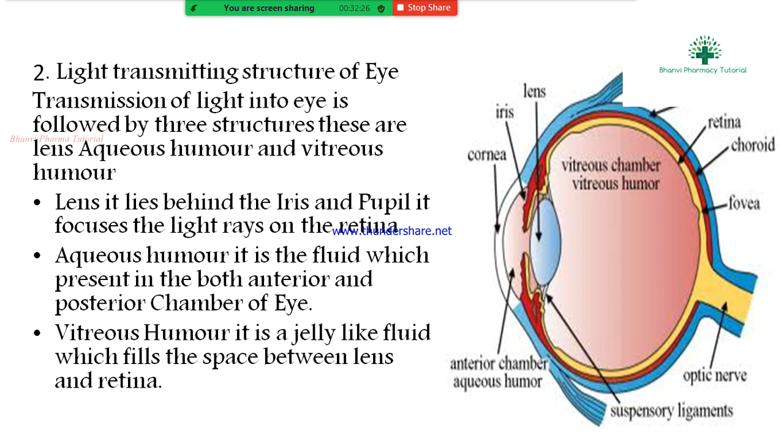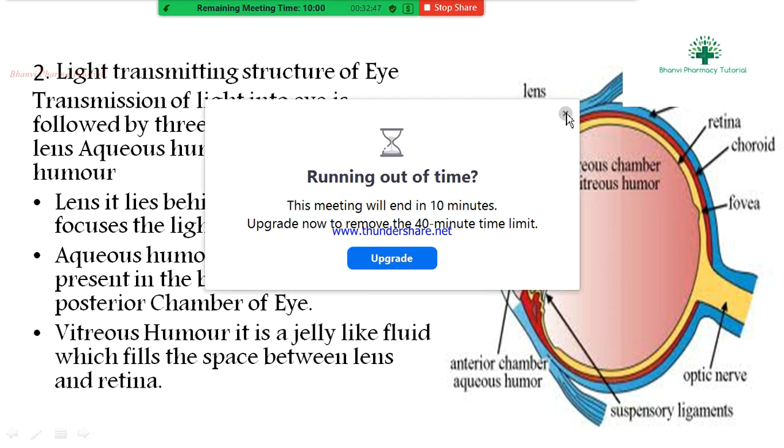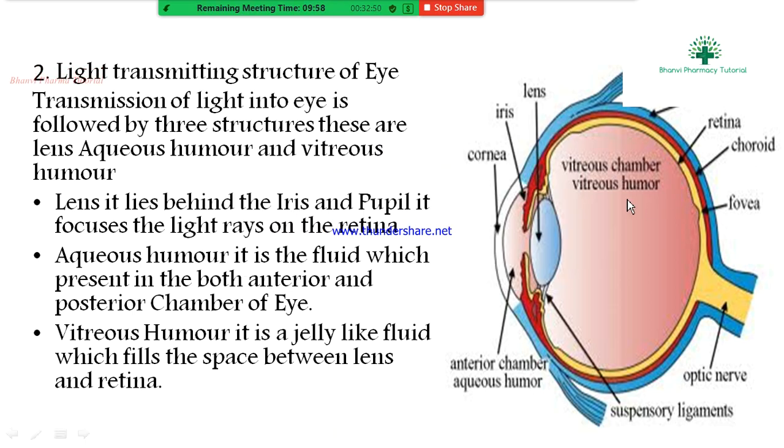The aqueous humor is the fluid which is present in both the anterior and posterior chambers of the eye. What is aqueous humor? It is a fluid present in both the anterior and posterior chambers. In the diagram, this is the anterior and this is the posterior.